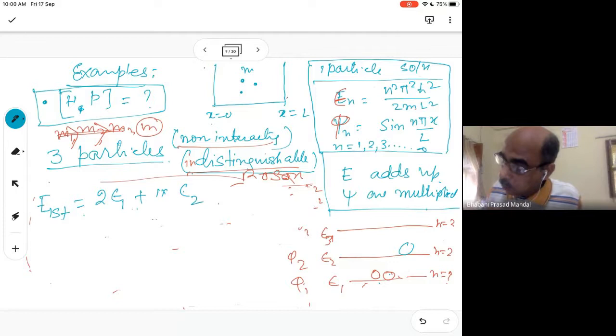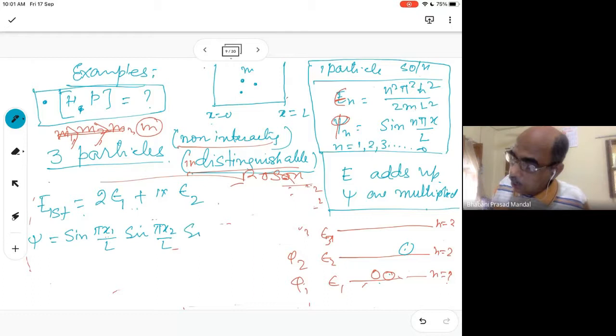Now the wave function. After this wave function, I'll stop. It is 10 o'clock and I think you don't have a class right now, this P2 group, but I'll take only 2-3 minutes. So now assuming the third particle is up, the wave function will be sine(pi x1/L) sine(pi x2/L) sine(2 pi x3/L), if the third particle goes up.